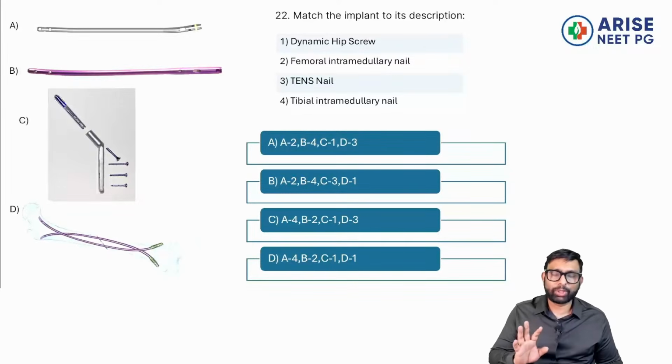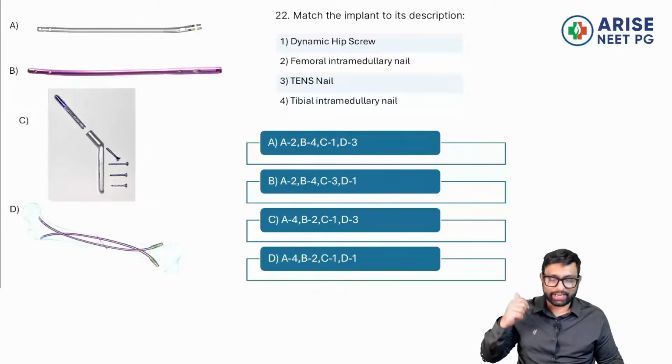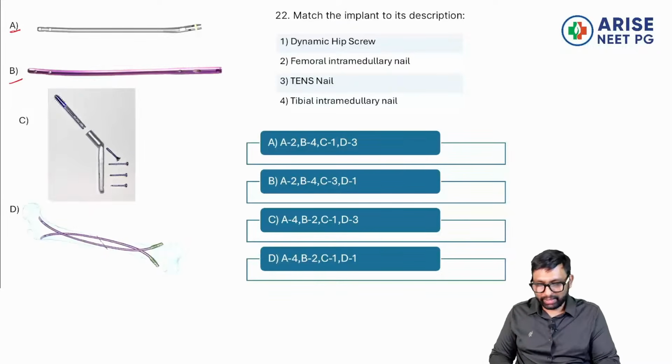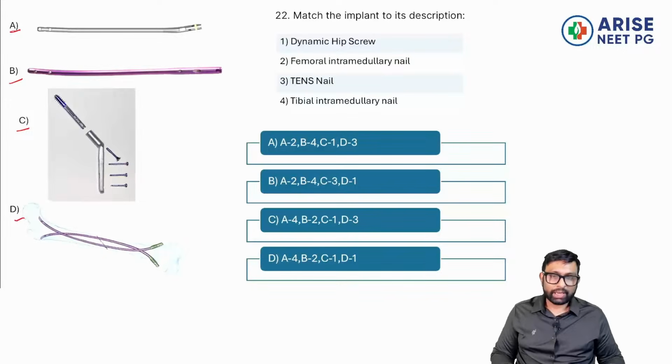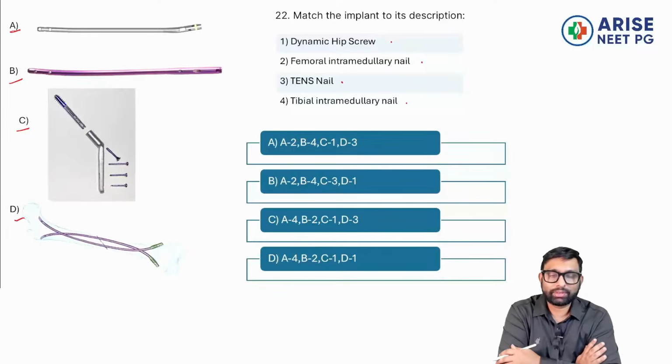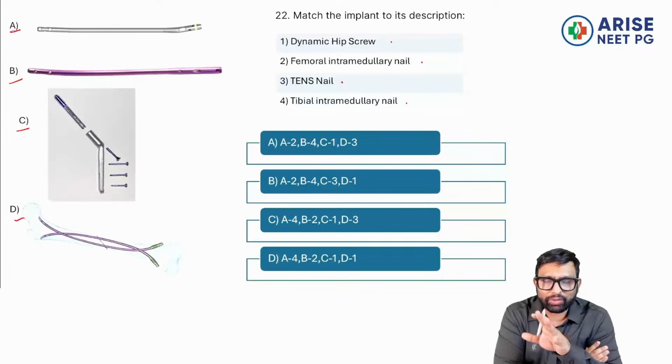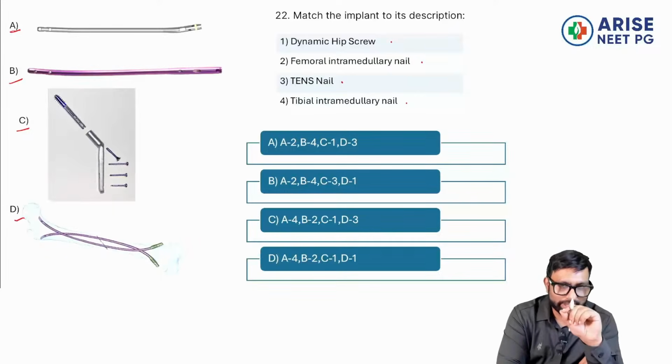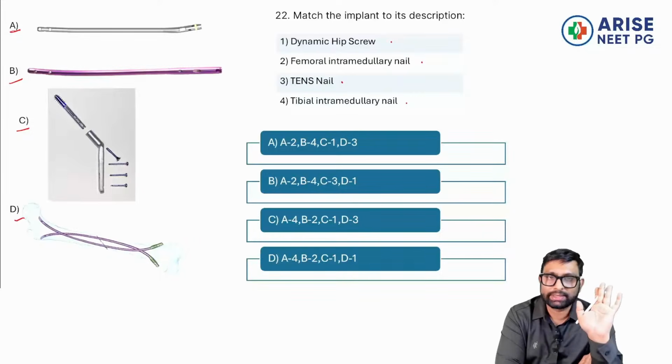Now coming to question number 22, again an image based question here. They've given you 4 implants, A, B, C and D, and they're asking you to match with the description: dynamic hip screw, femoral intramedullary nail, tense nail and tibial intramedullary nail. So what do you think each of them are? Try to comment. If you know any one of them, you can tell me. If you know A, you can put that up in the comments saying that A is this.